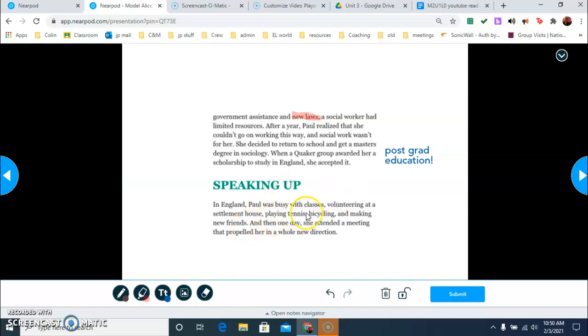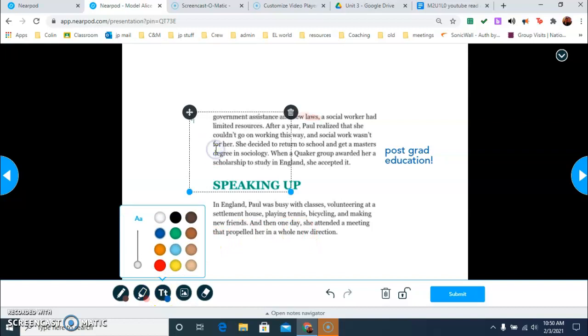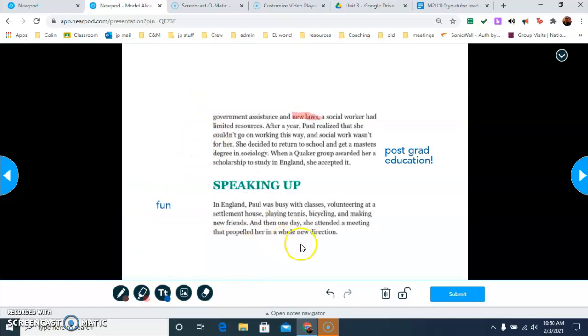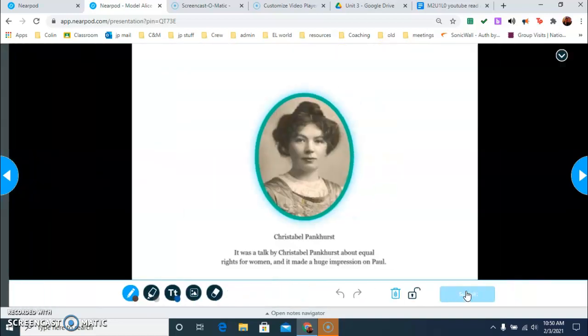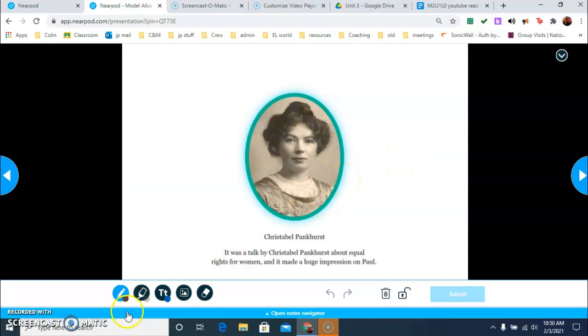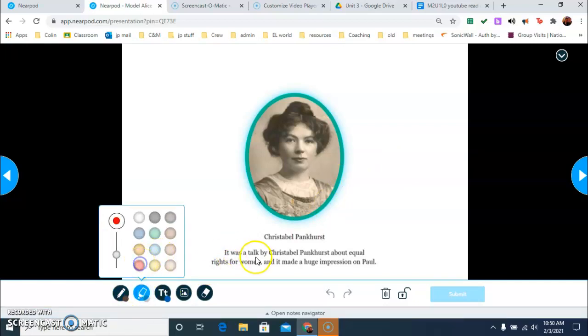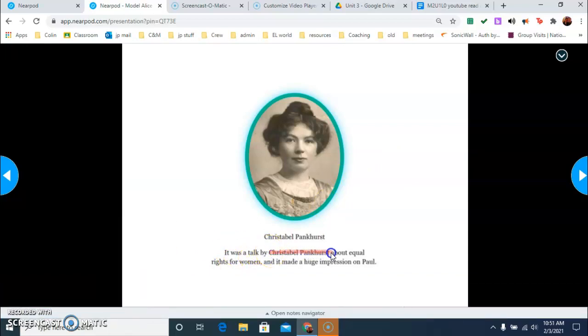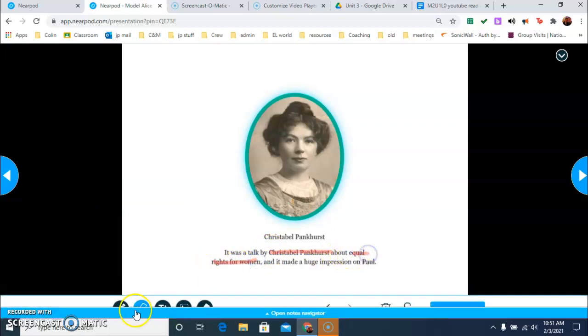In England, Paul was busy with classes, volunteering at a settlement house, playing tennis, bicycling, making new friends. Sounds like she is having fun. Then one day she attended a meeting that propelled her in a whole new direction. And this is the person from that meeting. It was a talk by Christabel Pankhurst. Highlight that. About equal rights for women. And it made a huge impression on Paul.